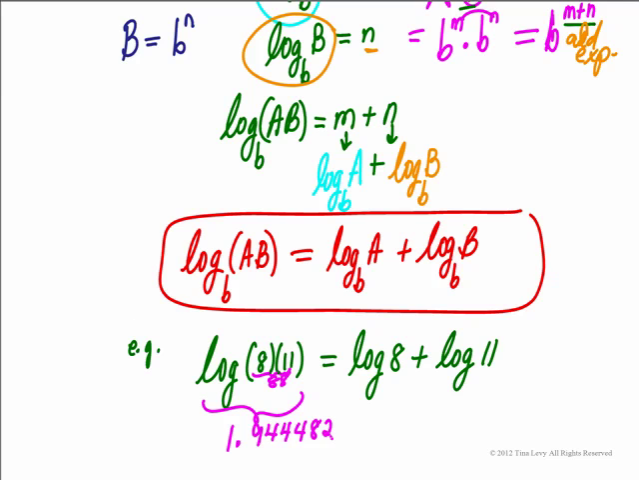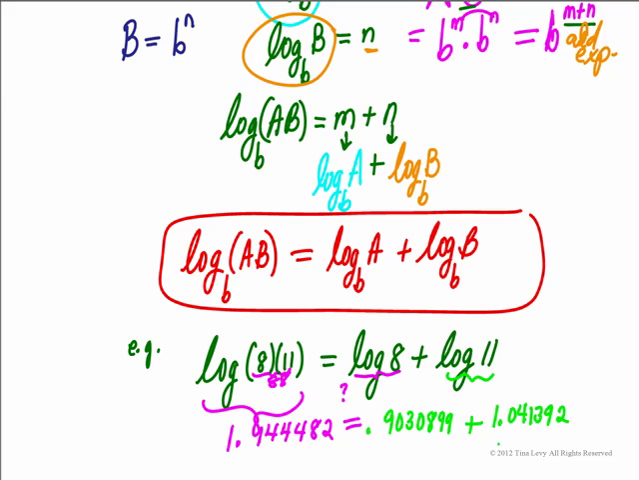and I see that number is 1.944482. Now all I have to do is look at the calculator value for log of 8. And I get that that value is 0.9030899. And then I get the log of 11, which is 1.041392.